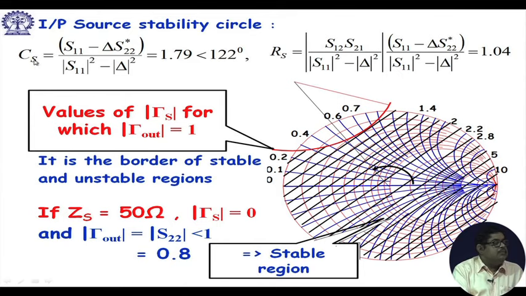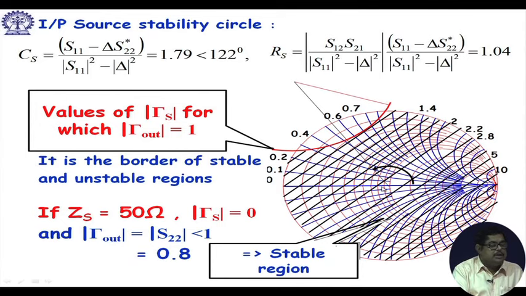So, if we want to use this device, we need to plot stability circles and then determine the ranges of load impedance and source impedance so that we can make it a stable amplifier. First we have done the input, source stability circle, CS; the expressions I have already given. I can calculate that the center will be 1.79.